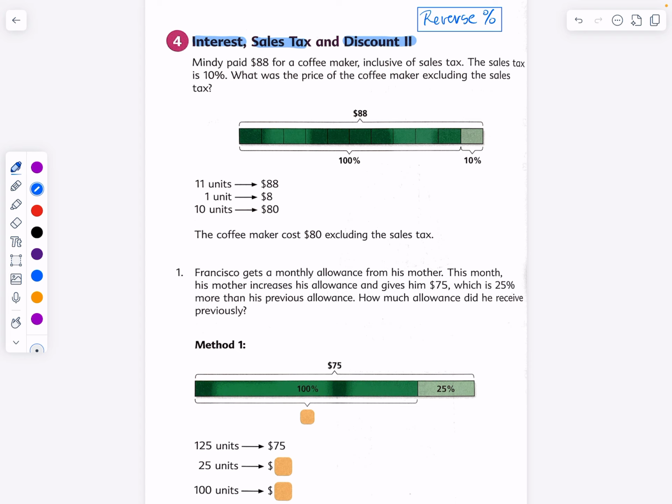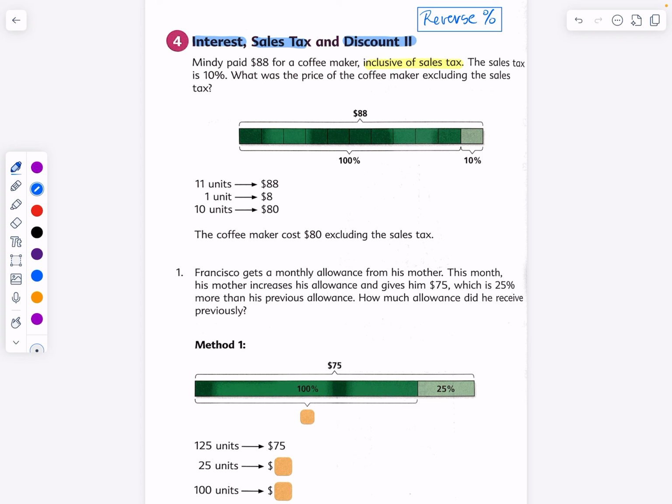Mindy paid $88 for a coffee maker, inclusive of sales tax. This wording is important, which means when she came to the register, at the end she paid $88, which already includes sales tax. The sales tax is 10%. What is the price of the coffee maker without the sales tax? Or in other words, what is the list price, right?